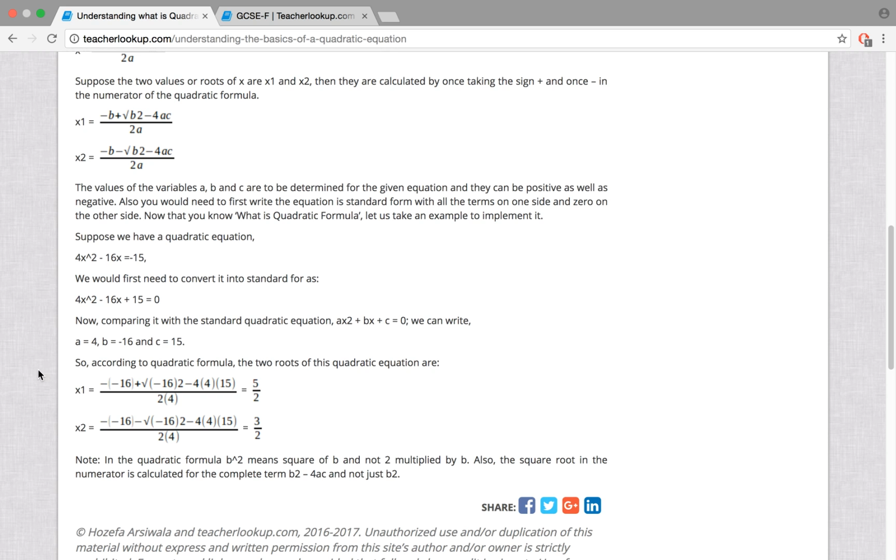Note, in the quadratic formula, b squared means the square of b, not 2 multiplied by b. So I've already mentioned that. Also, the square root in the numerator is calculated for the complete term b squared minus 4ac, not just b squared. So it's the square root of all of this, not just this.